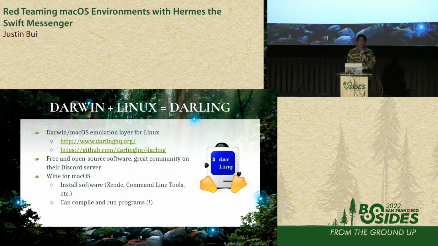After a bit of searching, I discovered the answer to all of my problems: Darling. Darling is a macOS emulation layer for Linux. It's free and open source. And if you're not familiar with Wine, Wine lets you run Windows software on a Linux host. Darling does the exact same thing, but for macOS software.